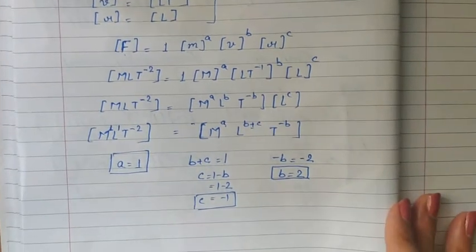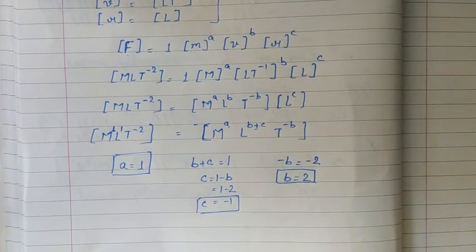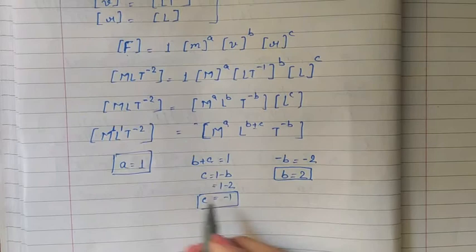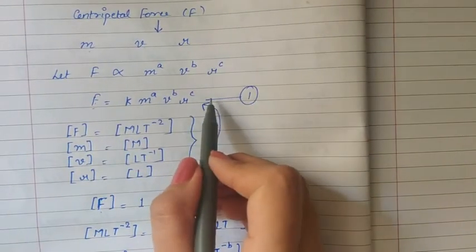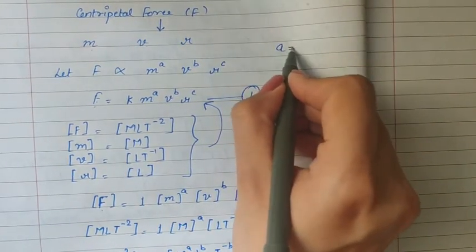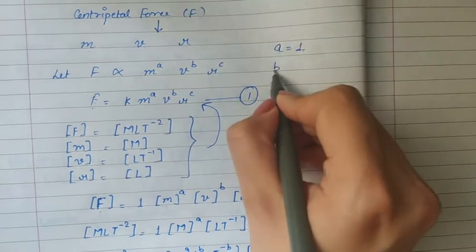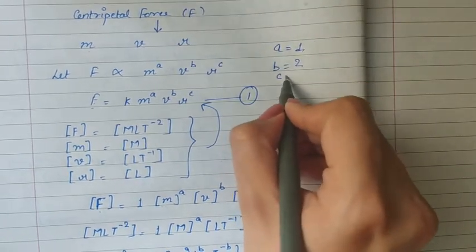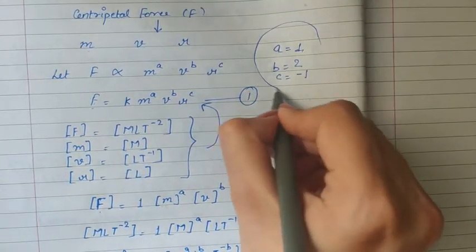So we get the values of a, b and c. Now we are going to substitute these values in the formula of equation number 1. So what we have: a is equal to 1, b is equal to 2, c is equal to minus 1, right? These are the values we find.